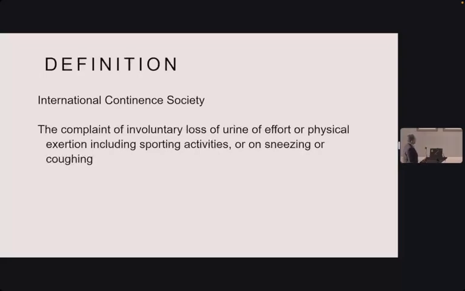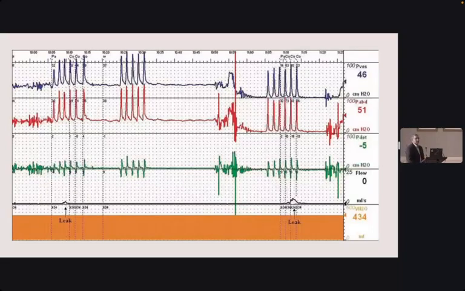The International Continence Society, as you know, put out a document called the terminology document, where there are definitions for everything from frequency to urge to nocturia, etc. Currently they say that stress urinary incontinence is merely the complaint of involuntary loss of urine on effort or physical exertion, including sporting activities, and things like sneezing and coughing. Stress urinary incontinence is fairly easy to diagnose. As we know, it's a history. The patient will come in and tell you that whenever I do any of those things, I wet myself a little bit.